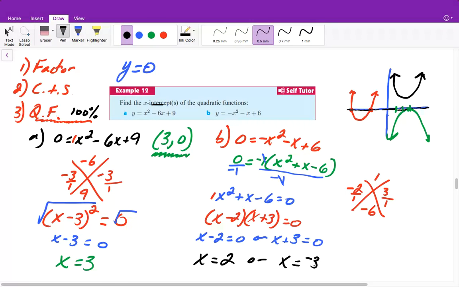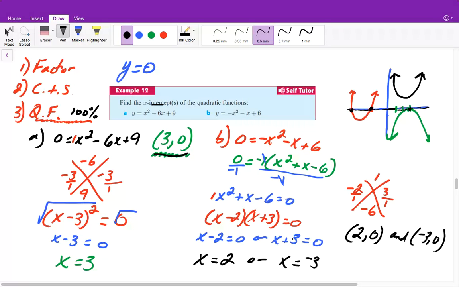So remember, you can have 2 x-intercepts, you can have 1 like we did in A, or you can have none. In this case, we had 1. And on this one, we have 2 of them. So our answers for our x-intercepts will be 2, 0, and -3, 0, because we have 2 solutions. We have 2 x-intercepts, right?